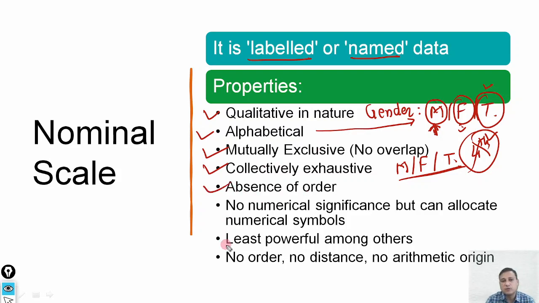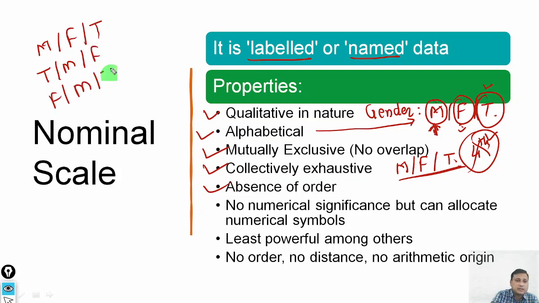Absence of order. What does that mean? Absence of order means I can write this classification like male, female, and transgender. At the same time, I can arrange it like this: transgender, male, and female, or female, male, and transgender. Means there is no specific order. You can put any one anywhere, no issue. The respondent will see this and select the appropriate answer to whom he actually belongs. So there is absence of order in the nominal scale.